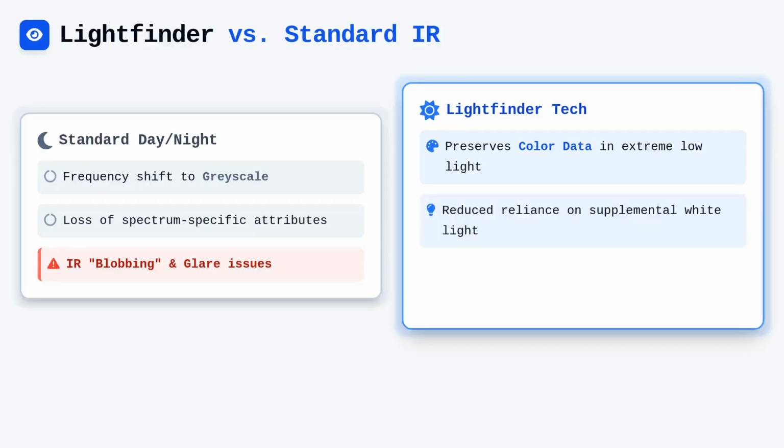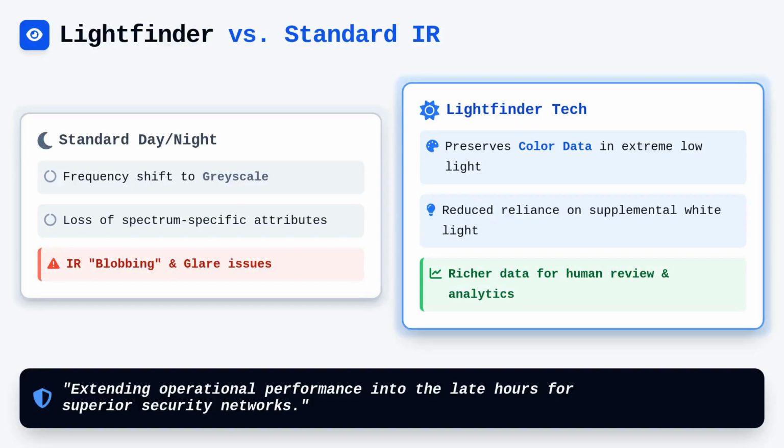For a system designer, this means you can often reduce the reliance on supplemental white light or IR illuminators, which can sometimes cause glare or blobbing issues when subjects come too close to the lens. By maintaining color accuracy, we essentially extend the operational performance of our security network into the late hours, providing the video management system with richer data for both human review and analytics.